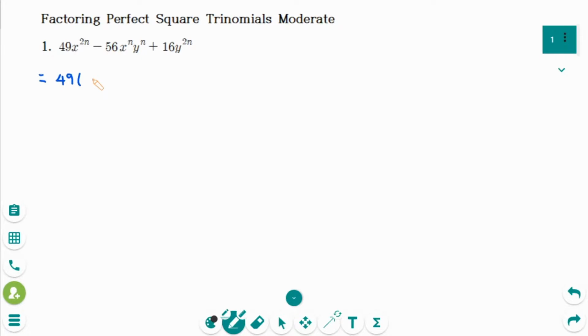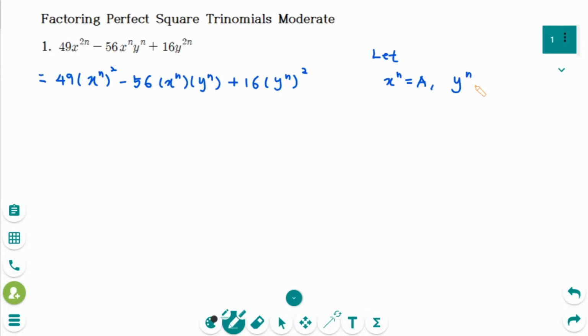49 x to the power of n squared minus 56 x to the power of n y to the power of n plus 16 y to the power of n squared. Use substitution. Let x to the power of n be a, y to the power of n be b, which becomes 49a squared minus 56ab plus 16b squared.